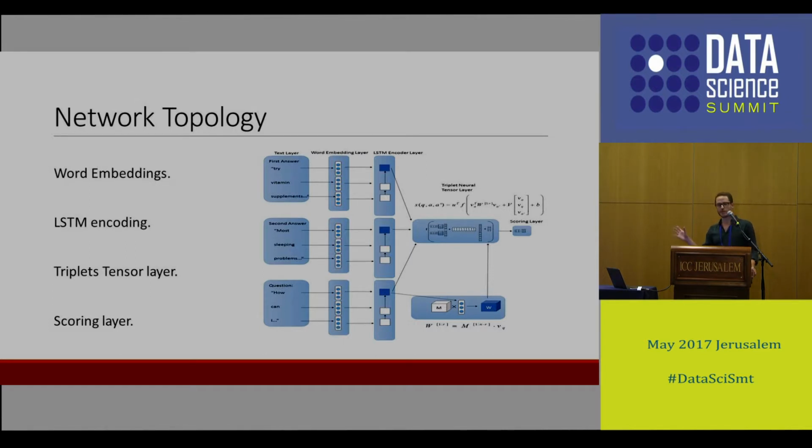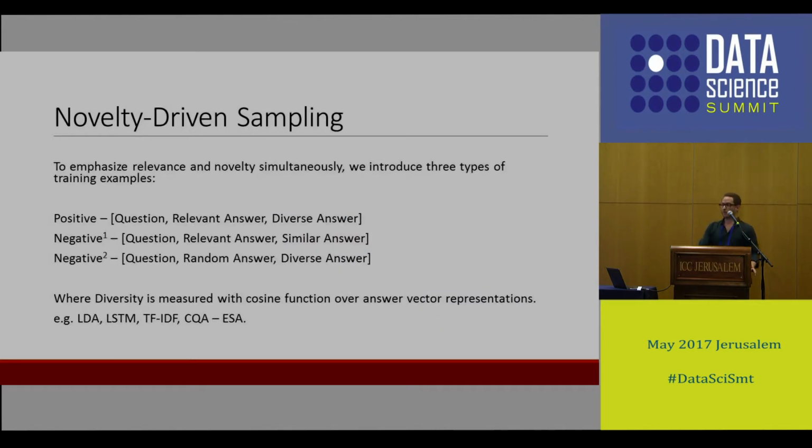Now, usually training such a network will require large amounts of labeled data. One of our goals is to make use of the unlabeled data and to make the right assumptions in order to create labels to train in a novel way. We do this with a process we call Novelty-Driven Sampling. We want to present the network with both positive and negative examples. A positive example is a triplet of a question, a relevant answer to the question, and a novel answer with respect to the other answer in the triplet.